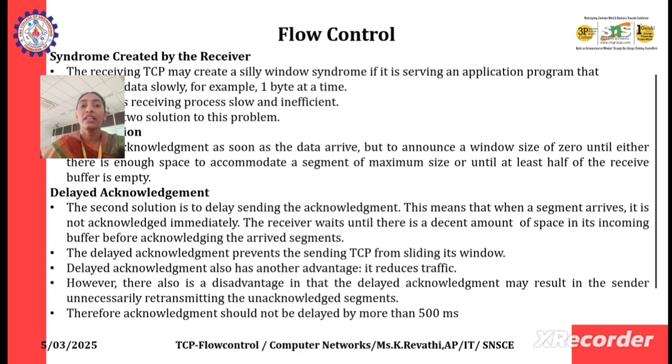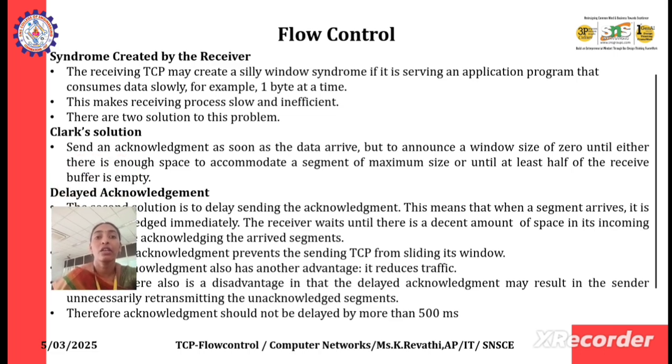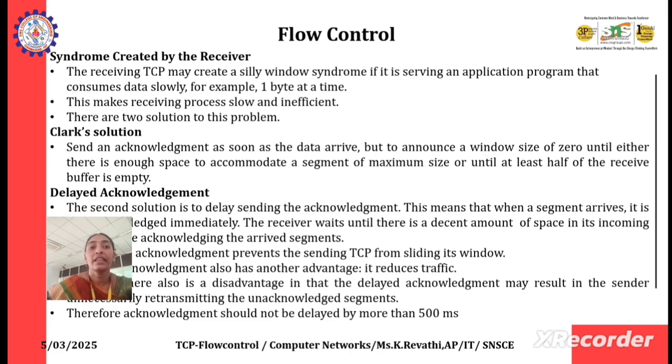Then another one is syndrome created by the receiver. The receiving TCP may create a silly window syndrome if it is serving an application program that consumes data slowly, for example, one byte at a time. Here, Clark's solution is used: sending an acknowledgement as soon as the data arrive, but announcing a window size of 0 until either there is space to accommodate a segment of maximum size or until at least half of the receive buffer is empty.